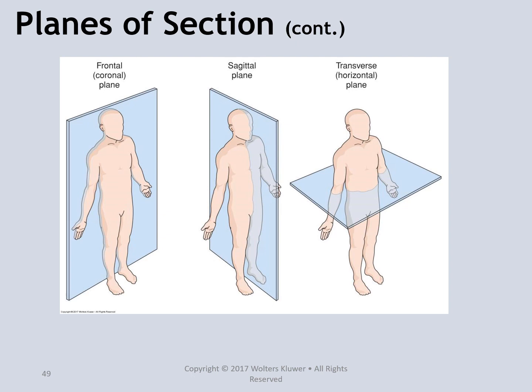So here are our different planes of section. You can see the frontal plane that's giving you a front and back half, the sagittal plane that cuts your patient's body in half, and then a transverse or a horizontal plane that gives you a top and a bottom half.